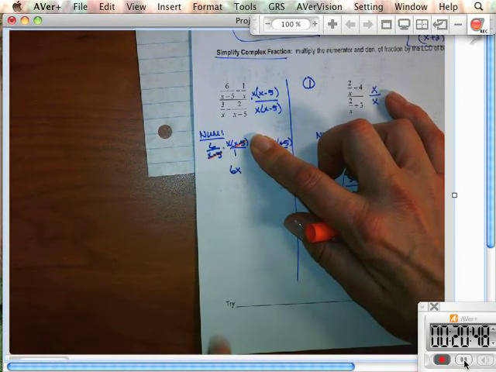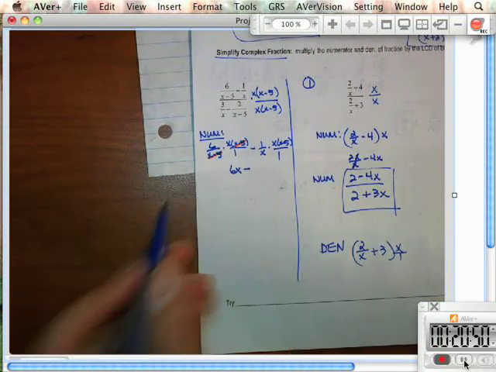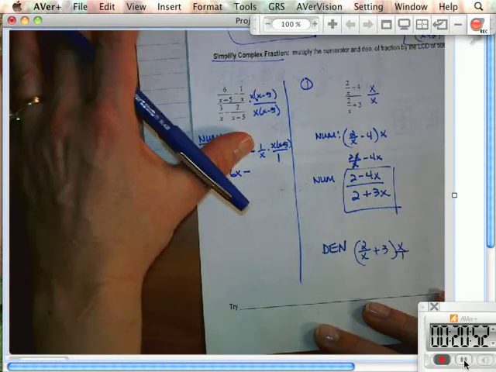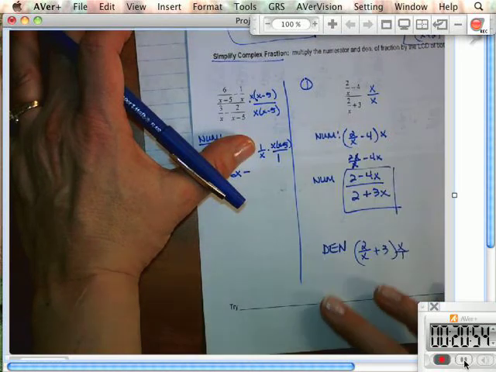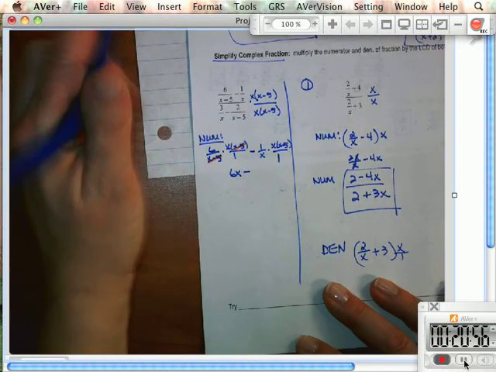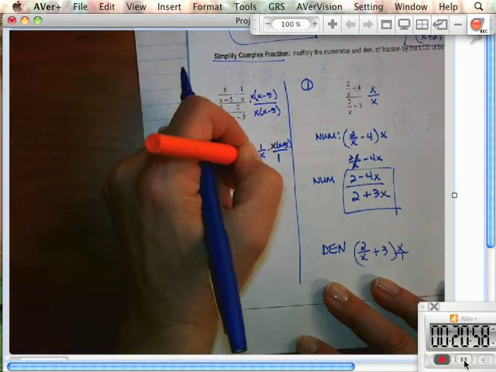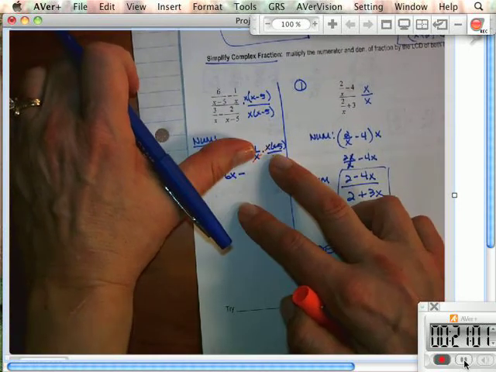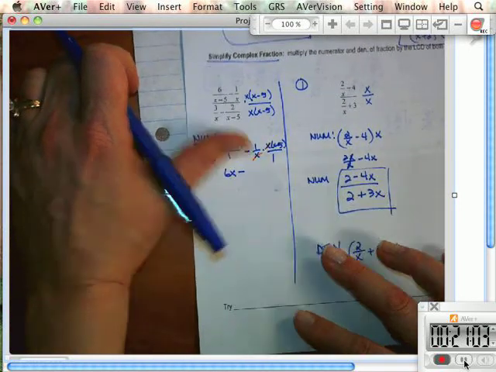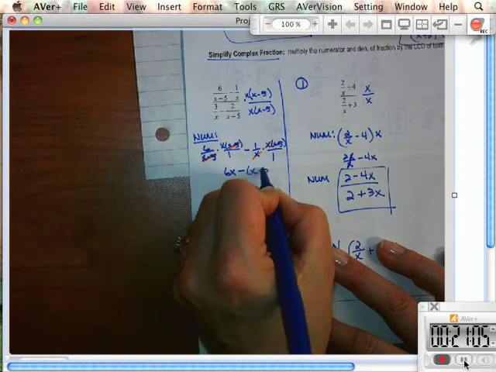This is my numerator still. I'm just working with the numerator. Here, what cancels out in this term? x. And what's left up here? Just x minus 5. That's my numerator.